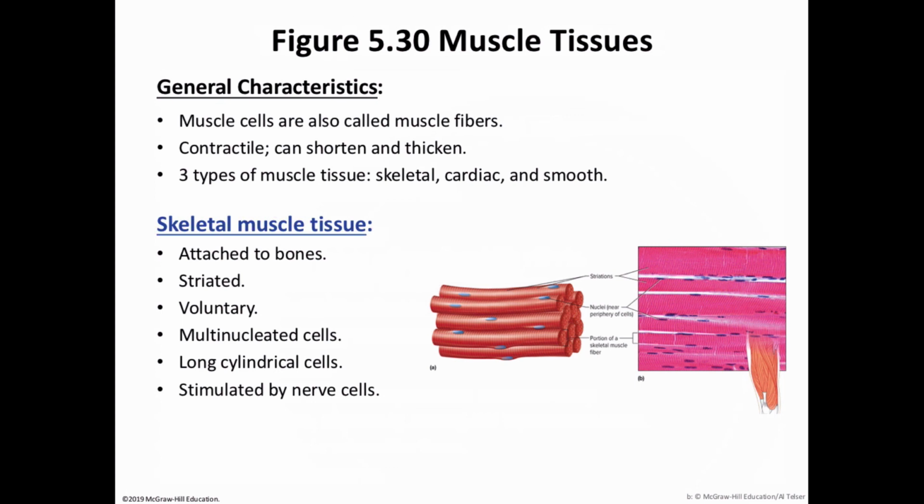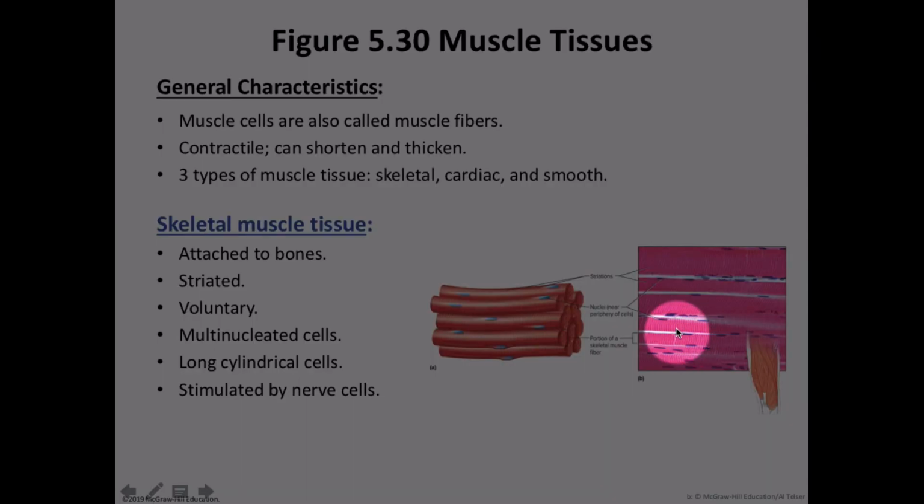It is striated, as you all see there, in figure 5.30B. Those are the little alternating light and dark bands, which I'll mention a lot more about in chapter 9. Those are the striations. This is one muscle fiber. That is another muscle fiber.